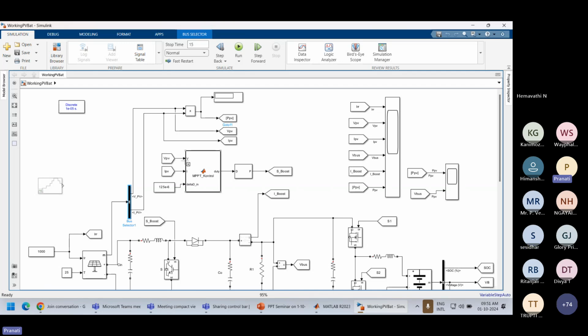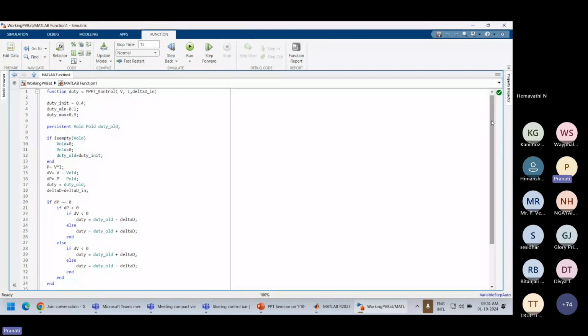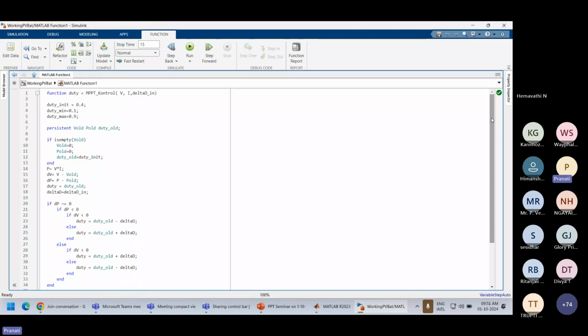Again the PV voltage, PV current, and the time step are given to the MPPT control algorithm. It gives the duty cycle. A perturb and observe method is used here. We can use other algorithms also. The duty function is MPPT control of V, I, and delta D. Initial duty I have taken as 0.4. Minimum duty I have taken as 0.1 and maximum is 0.9.